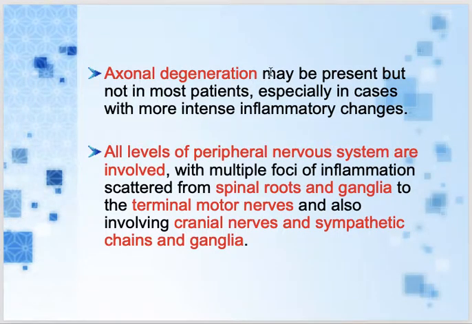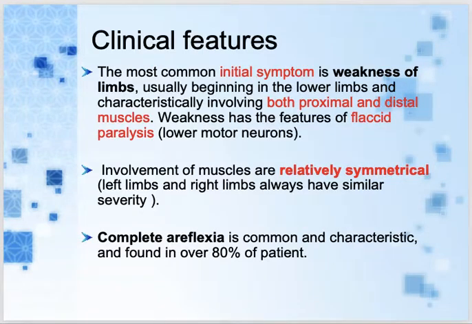Axonal degeneration may be present, but not in most patients, and all levels of the peripheral nervous system are involved, with multiple foci of inflammation scattered from spinal roots and ganglia to the terminal motor nerves, and also cranial nerves and sympathetic chains and ganglia. So, talking about the clinical features, guys, it mostly involves the motor, but it does involve the sensory nerve systems.